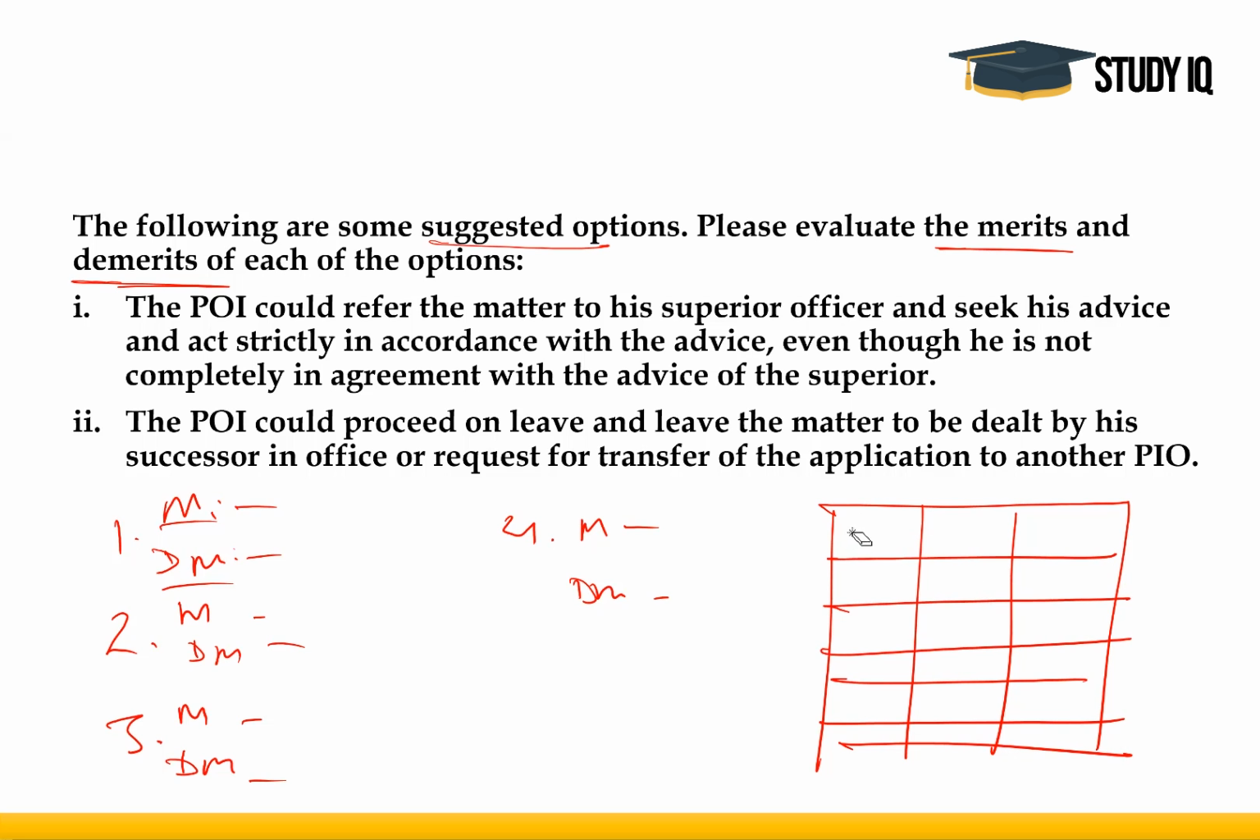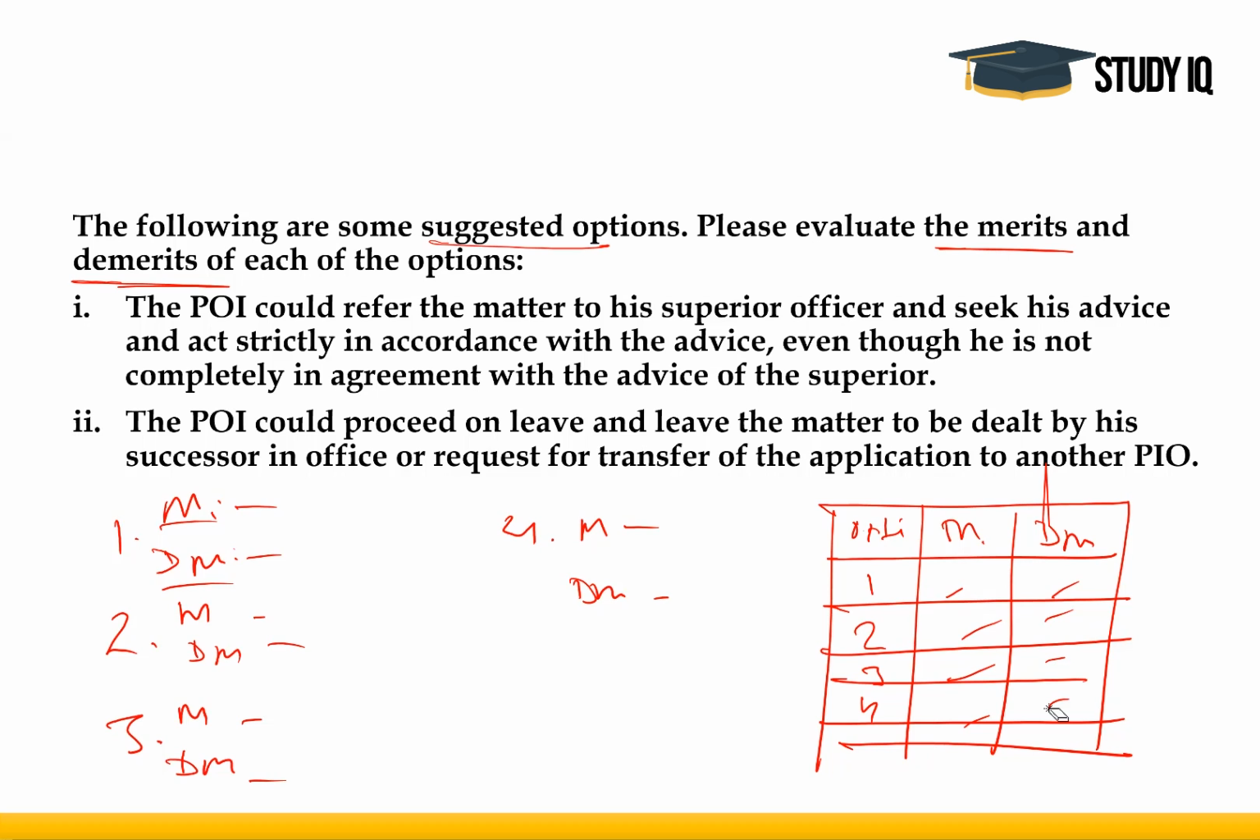So over here, let us say this is the option. This is merit, demerit. 1, 2, 3, 4. Merit, demerit, merit, demerit. This is how you can approach it. This is also a very good way of presenting your answer. You can choose either of them. Please keep this in mind.